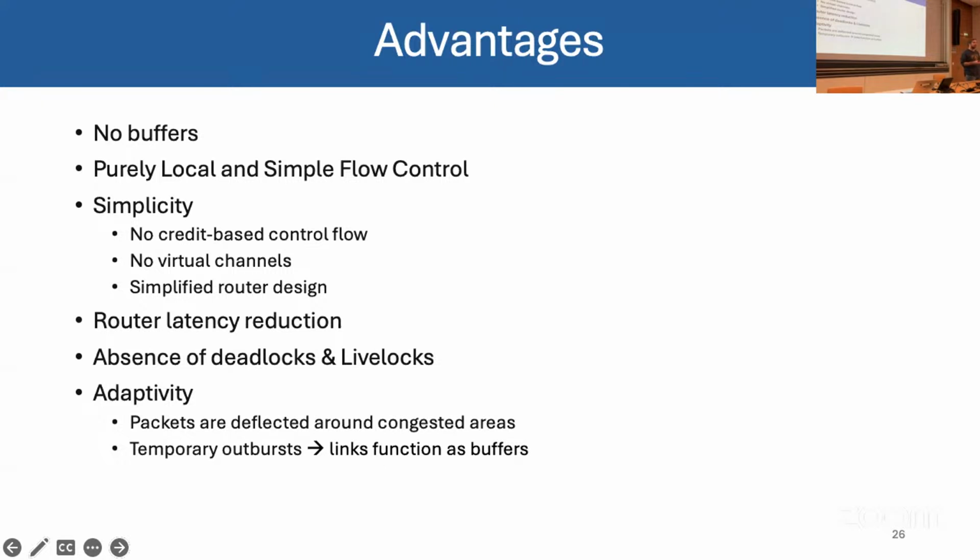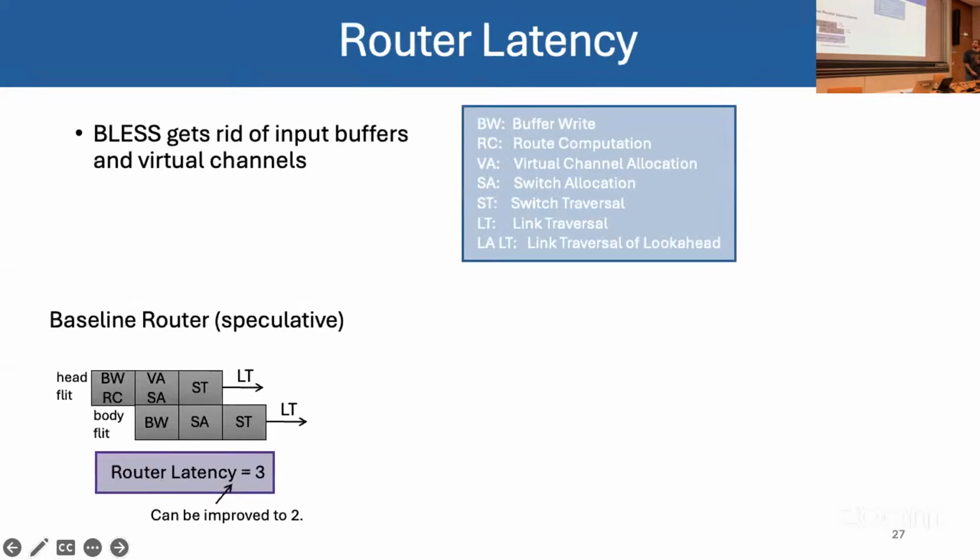So if one node, for example, produces lots of data, or lots of data is sent from one node, then packets are just deflected away from that congested area. And additionally, if there are temporary outbursts, then the links basically function as buffers. So that's also not a big problem if the general injection rate is low. We'll also see there are huge area and energy savings, but I'll talk about that more in the experimental evaluation. Now let's look at the router latency.